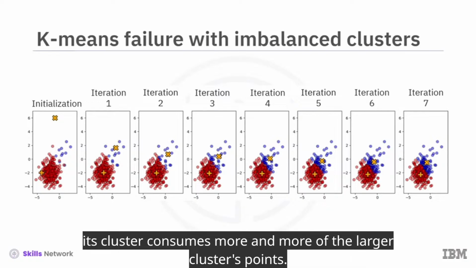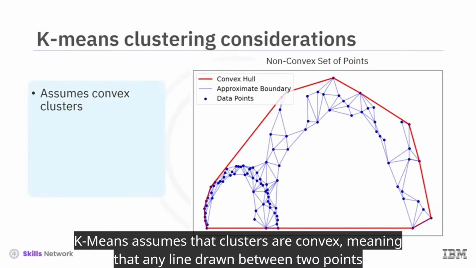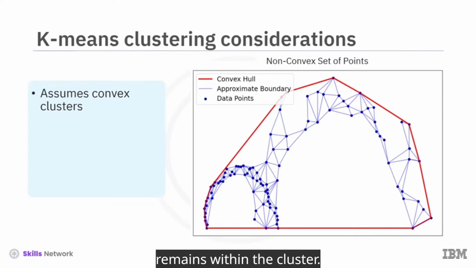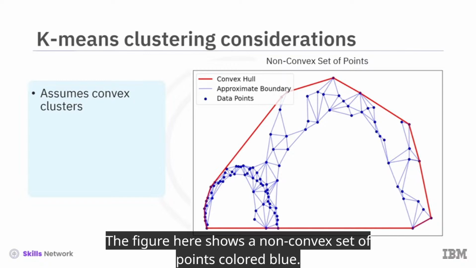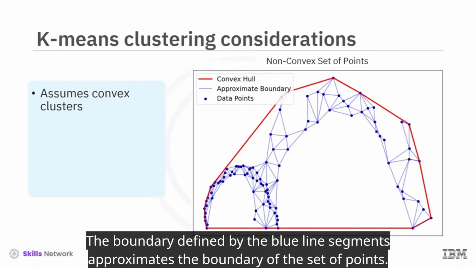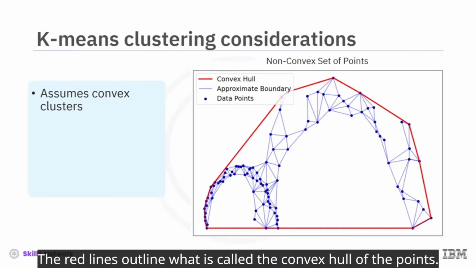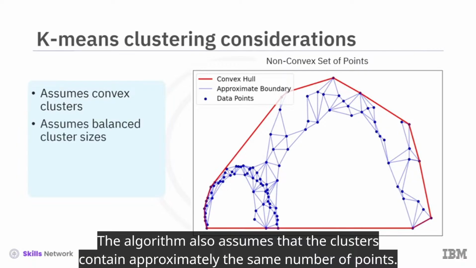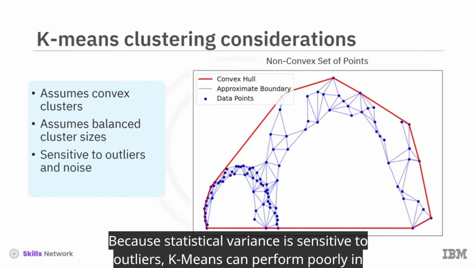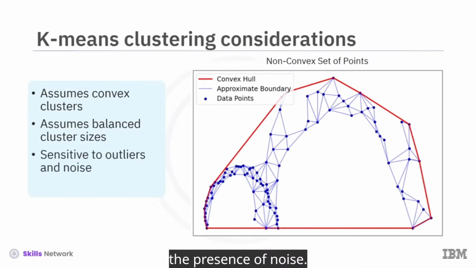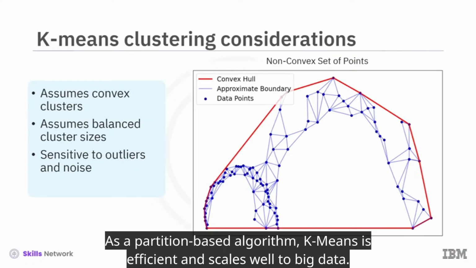K-means assumes that clusters are convex, meaning that any line drawn between 2 points remains within the cluster. The figure here shows a non-convex set of points colored blue. The boundary defined by the blue line segments approximates the boundary of the set of points. The red lines outline what is called the convex hull of the points. The algorithm also assumes that the clusters contain approximately the same number of points. Because statistical variance is sensitive to outliers, k-means can perform poorly in the presence of noise. As a partition-based algorithm, k-means is efficient and scales well to big data.